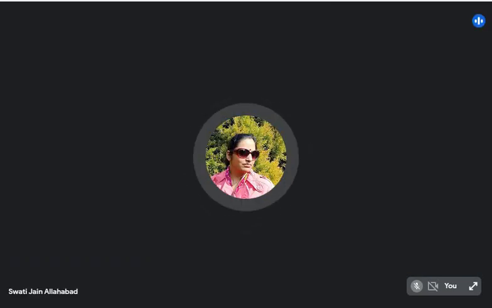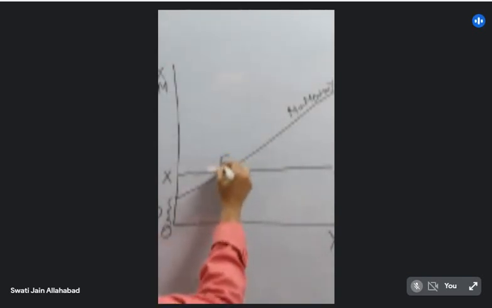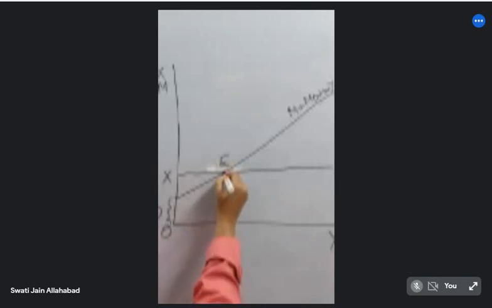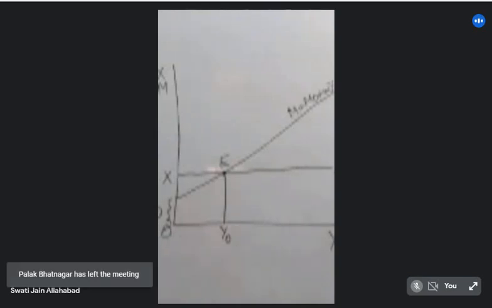X minus m. See, this is the point. If you are able to see this point, say you are calling it E, at the income, say Y0, at Y0 exports and imports are just equal. Right? So if you are thinking of a point where x minus m is equal to 0, this will be that point.